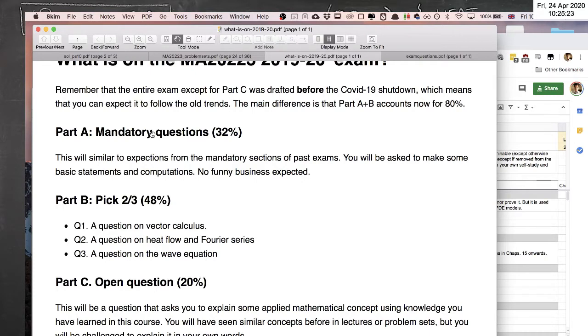Okay, so that is your part A and your part B, and that's been scaled down to 80%. So whereas before, when you wrote part A and part B, that was worth 100% of your exam, now everything just ends up being scaled by 80%. So if you score perfect on your part A and part B, you'll score 80%.